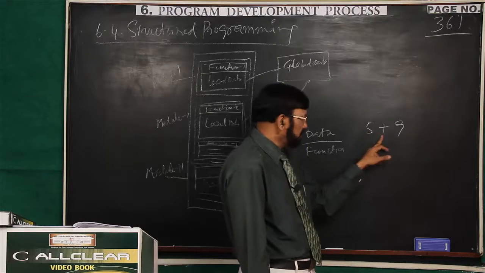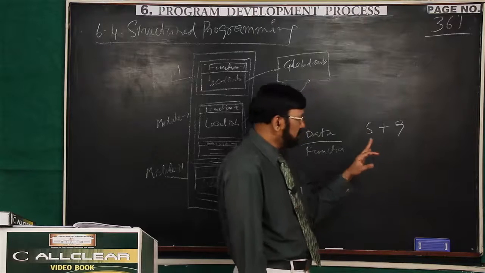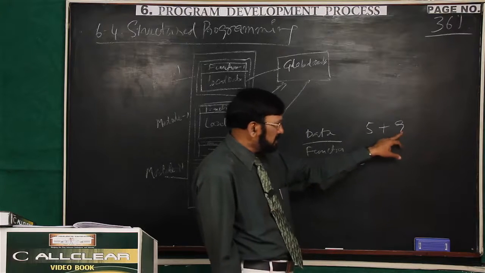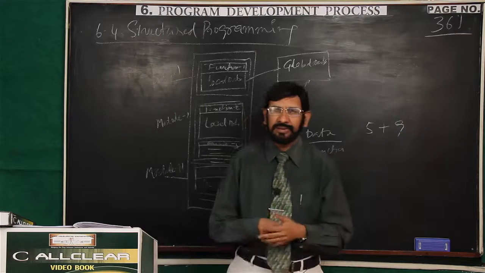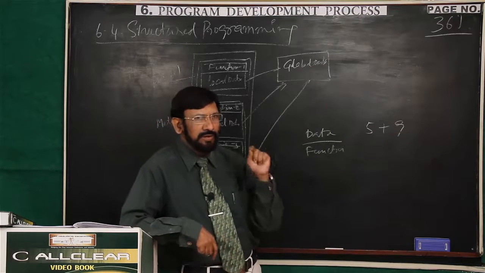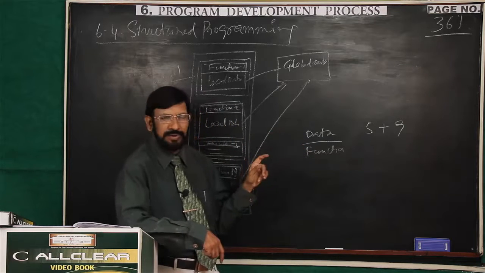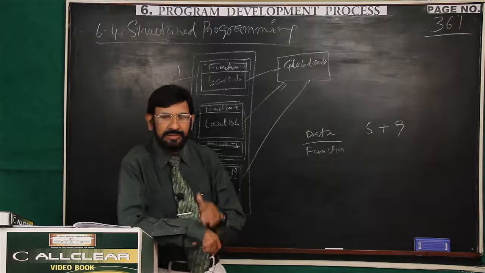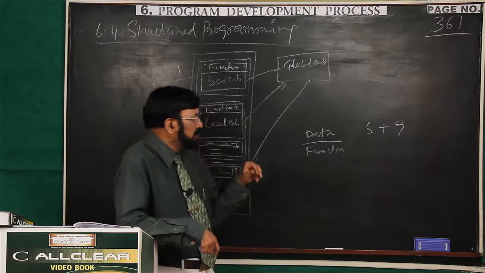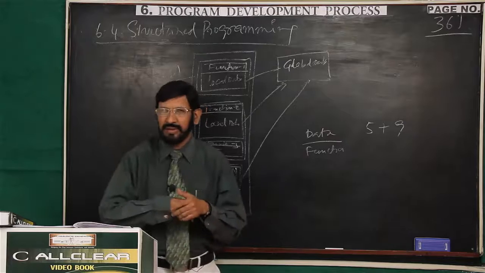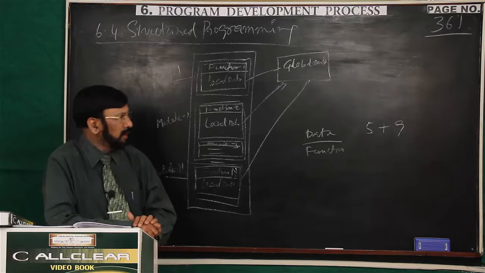For the sake of function, data is not created. For the sake of data, function is created. So data is to be given first priority. Thereafter, function is to be given next priority. But in this, function is given first priority. Next, data is given. That is the drawback of this system.